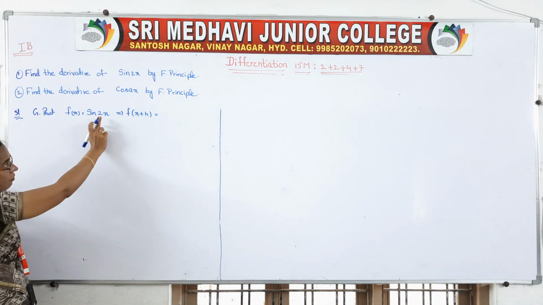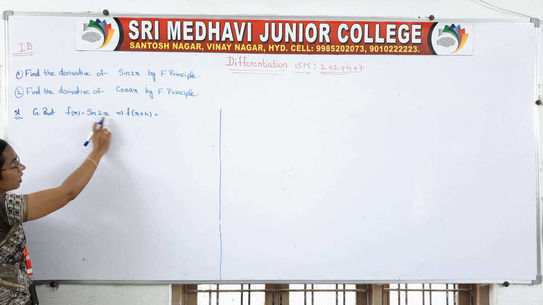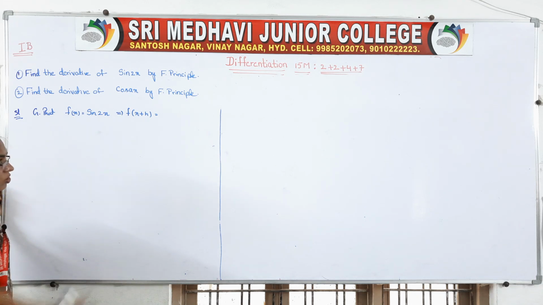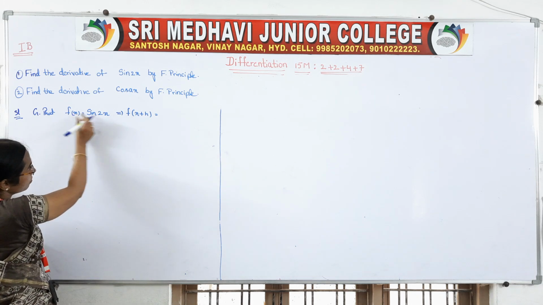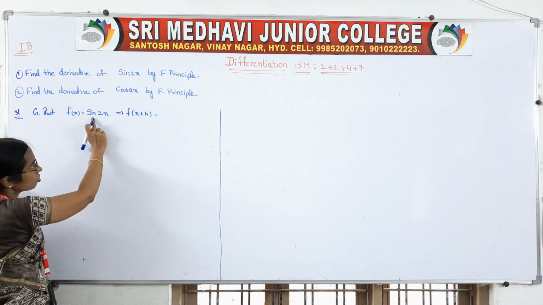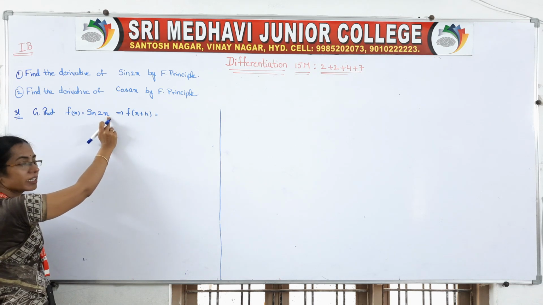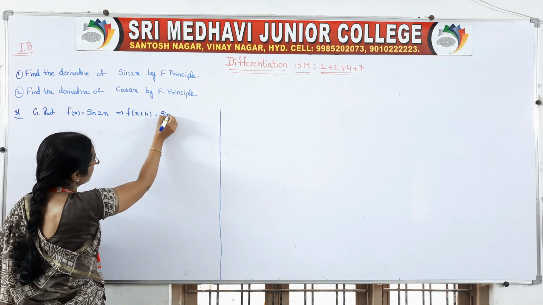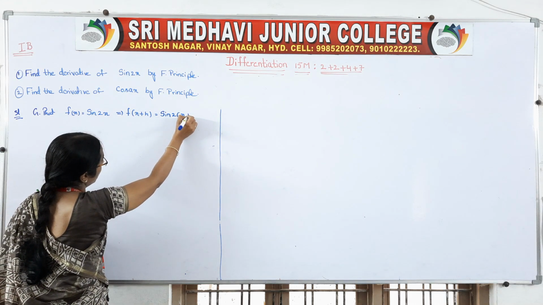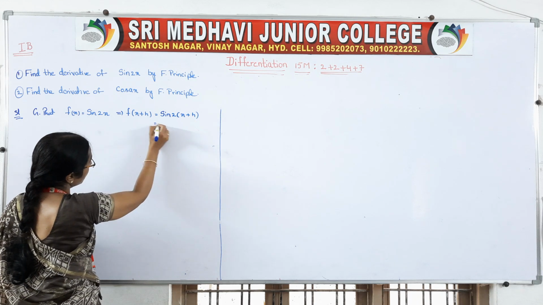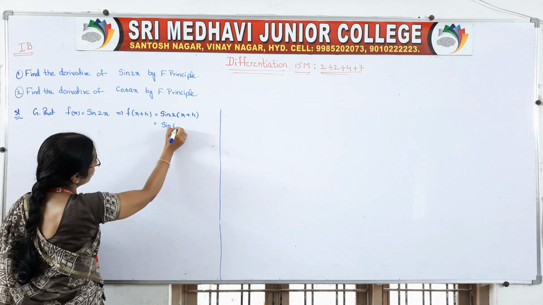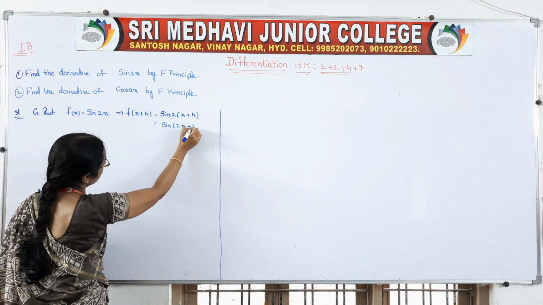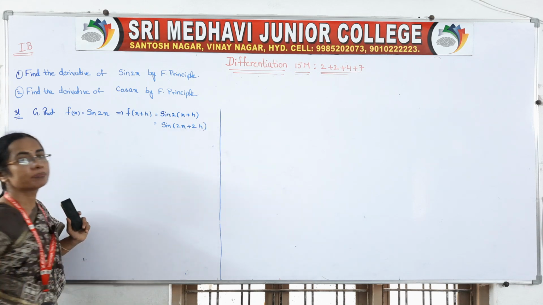In the function, wherever x is there we have to write x plus h. In this function, in x place we have taken x plus h. So wherever x is there you have to take x plus h. So come on, sin 2 into x plus h. We can write this as sin of 2x plus 2h.